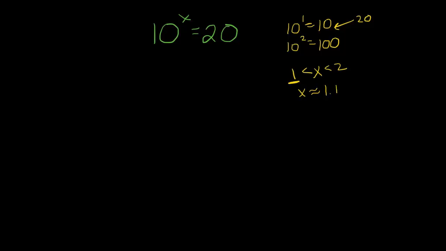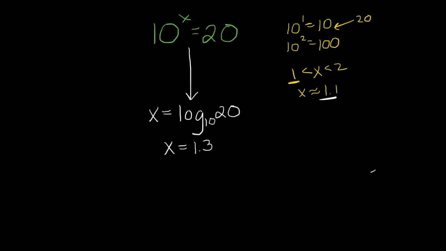Alright, so now I'm going to do this the way I did the last problem, and I'm going to go from exponential form into log form. So x equals, and remember how I write this down. Log stands for what exponent do you put on 10 to get 20? And that's the perfect answer. I'm going to use my calculator and tell you what that is. My calculator tells me it is 1.3. I was kind of close.